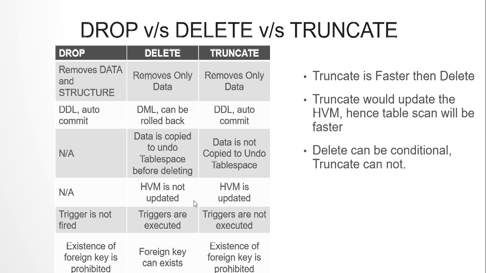Now there is one more interesting difference between all these three: if there is a foreign key, if the primary key of the table that you are deleting is being referenced by any child table and there's a primary key foreign key relationship going on, then if your delete statement satisfies that foreign key relationship, your delete is possible. But if you have such a relationship, you cannot drop or truncate. Your drop and truncate will raise an error.